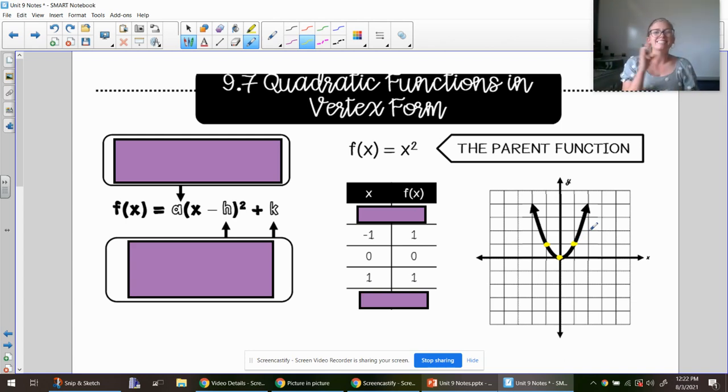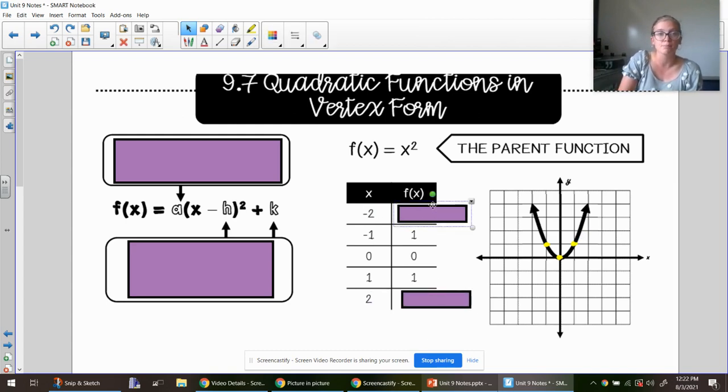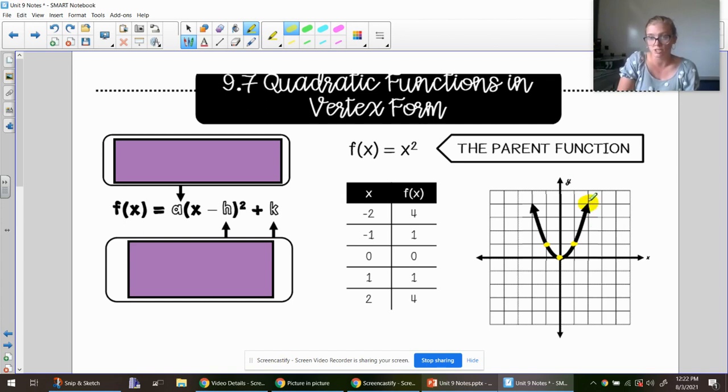This is the exact same as our absolute value functions, but we are going to add a little bit more. We're going to look at negative 2 and positive 2. When we square these numbers, we get 4. So this is where it's a little bit different. This is why we don't have a nice straight line like with those absolute value functions. It's going to start a curve. So this is our parent function.